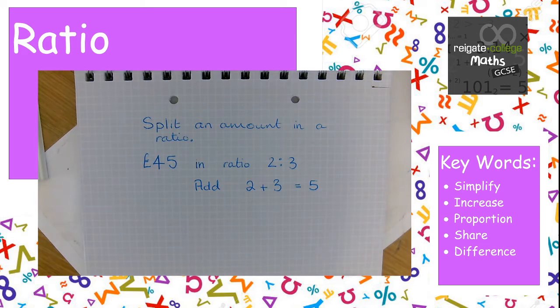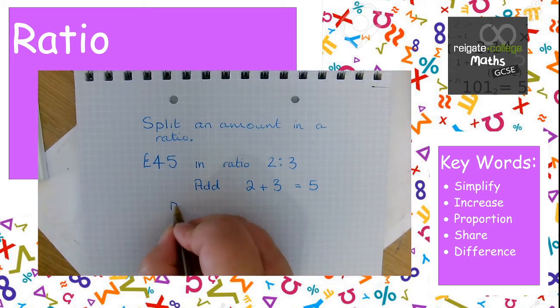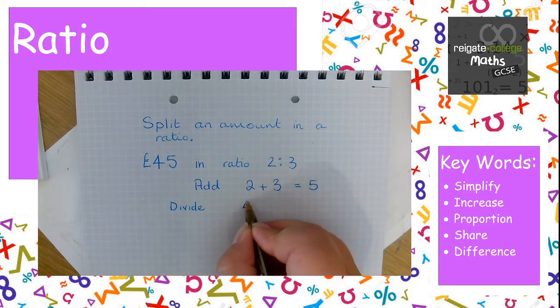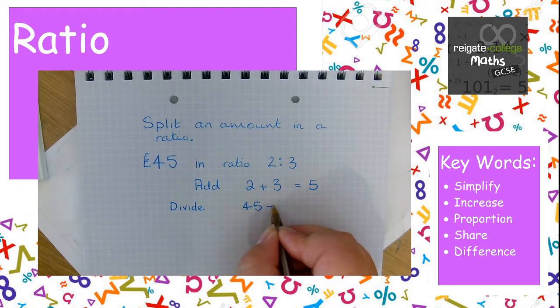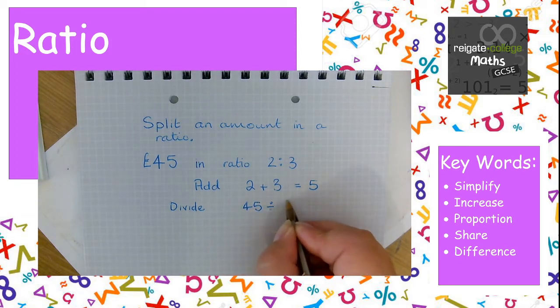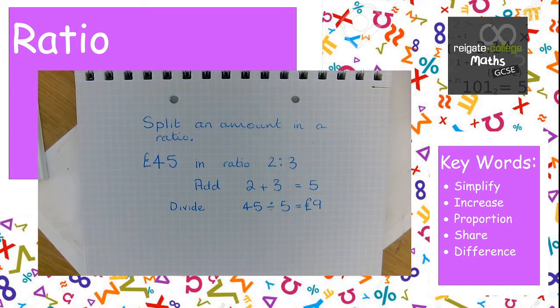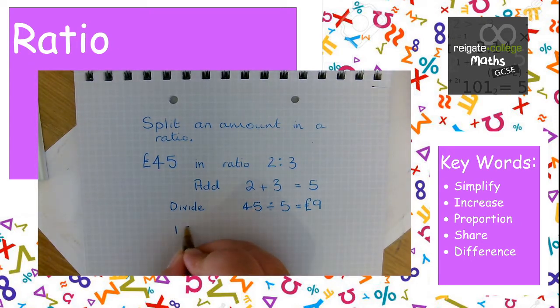The next thing I need to do is to divide my amount by those total number of shares. So my total amount is £45. Dividing by my total number of shares gives me a value per share of £9. So one share is worth £9.